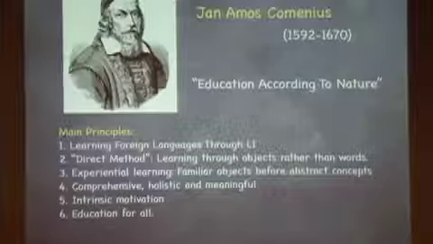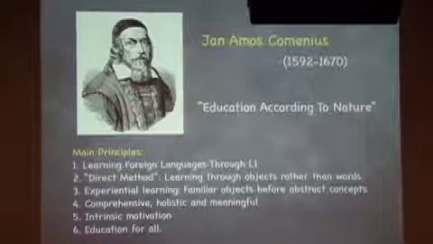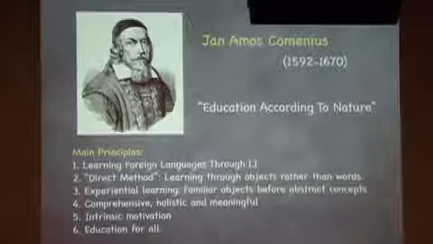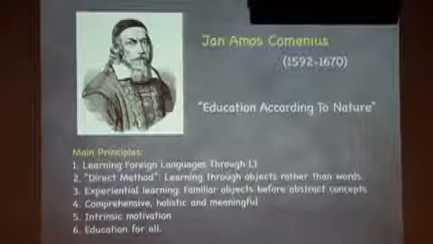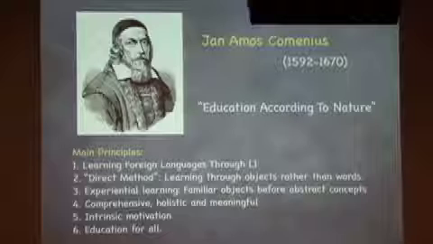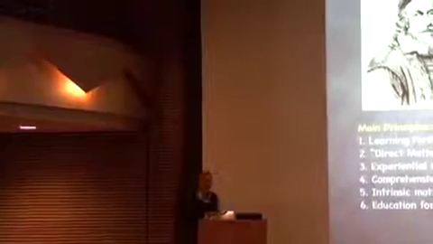The first educator that's very important to us is, of course, Jan Comenius, 1592 to 1670, who was astonishingly modern, and from whom we can still learn a lot to this very day. He felt that education had to be conducted according to nature, by which he meant, as the main principles, that you needed to learn a foreign language through the L1. That is, the L1 was the path to the L2. He came up with a direct method, that is, learning through the perception of it. He also emphasized experiential learning, and that means familiar objects and experiences before abstract concepts and more abstract experiences. He also claimed that education ought to be comprehensive, holistic, and meaningful. That motivation ought to be intrinsic rather than extrinsic.